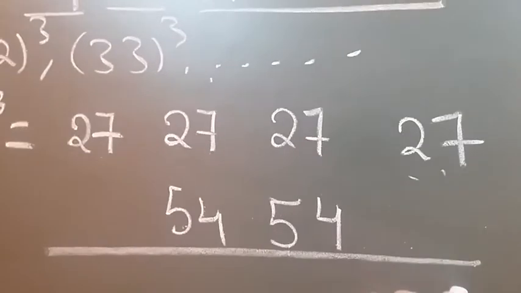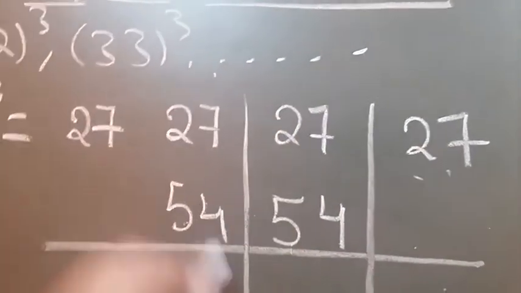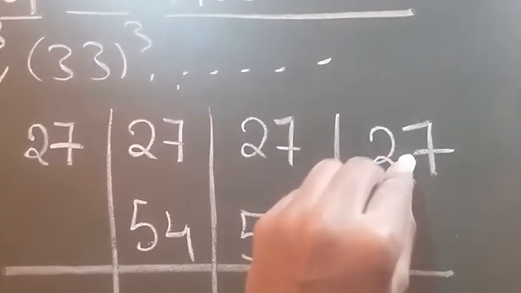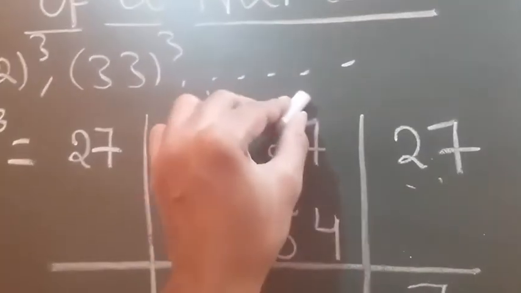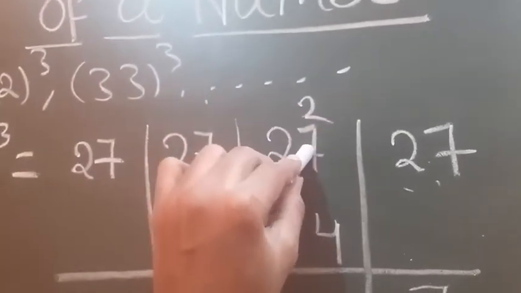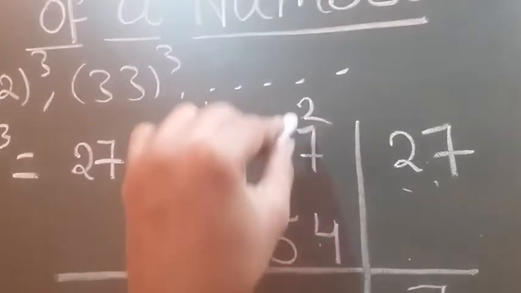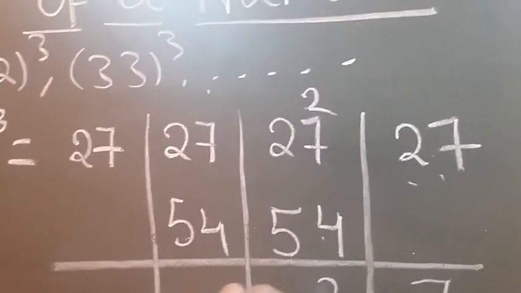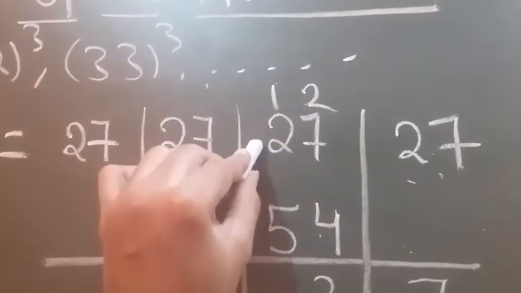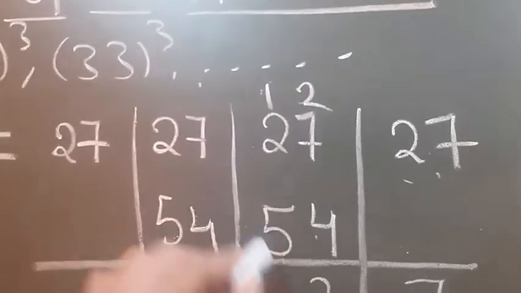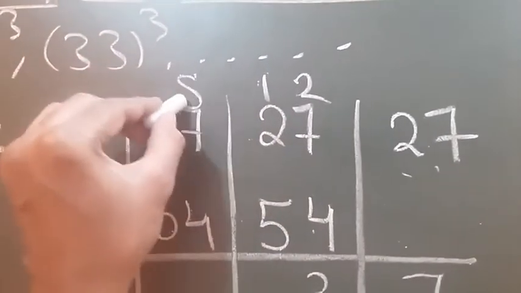Now add. For one column you have to keep one digit, right? So keep 7 here, keep 2 here. 7 plus 4, 11. 11 plus 2, 13. 5 plus 2, 7. 7 plus 1, 8. Don't keep 8 here, keep 8 here.